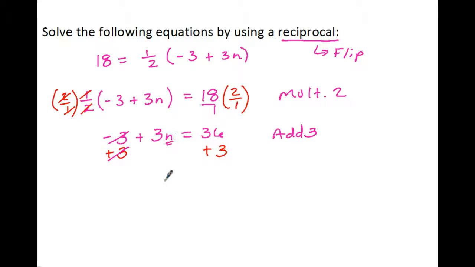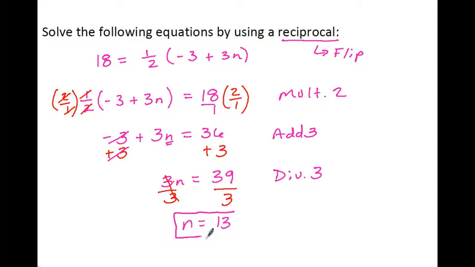These are going to cancel, and now I have 3n equal to 36 plus 3. 36 plus 3 is going to equal 39. Now I have 3 times n equal to 39. Again, we want to do the inverse operation, which is, instead of a multiplication, we're going to divide. So we're going to divide by 3 on both sides. That way we can cancel that 3, and we divide on this side too. So we have n equal to 39 divided by 3. Therefore, n is going to equal 13.